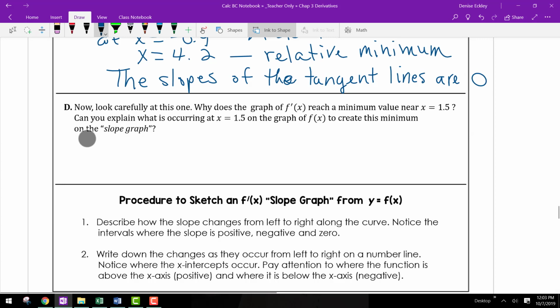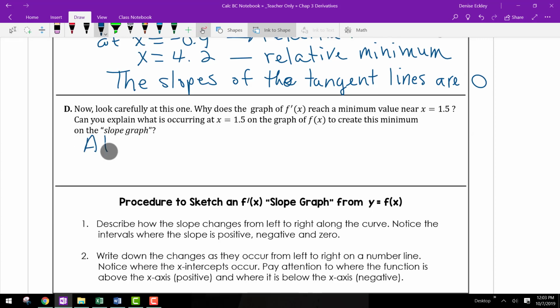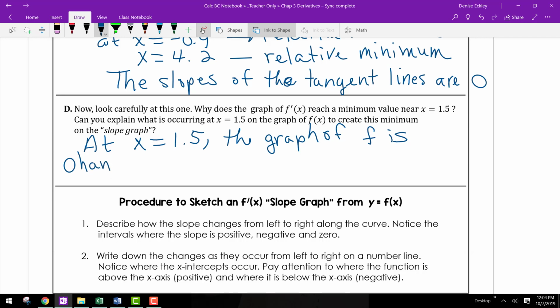So at x equals 1.5, the graph of f is changing. I don't know why I did that. That's weird.